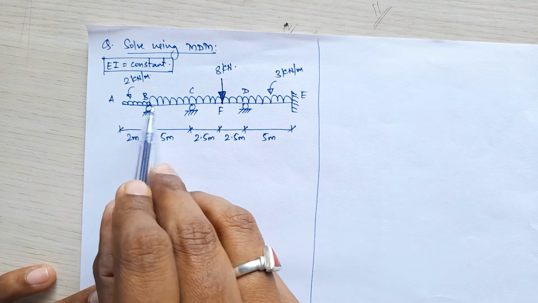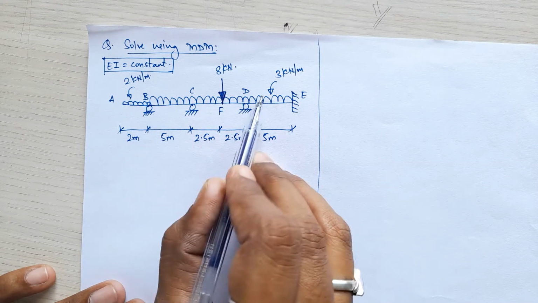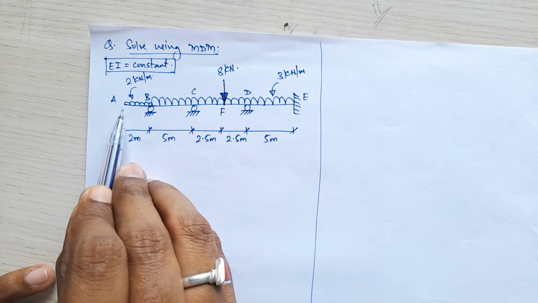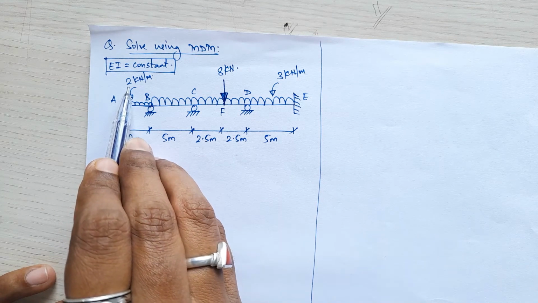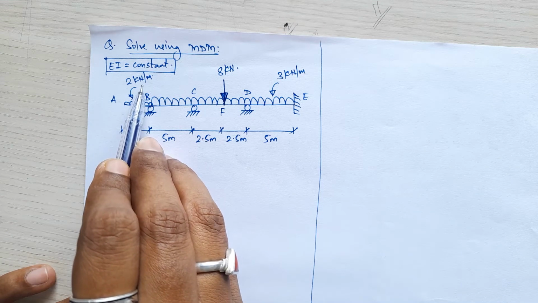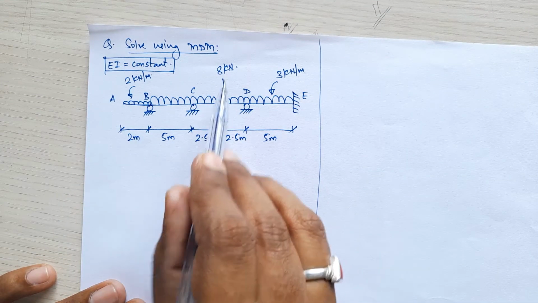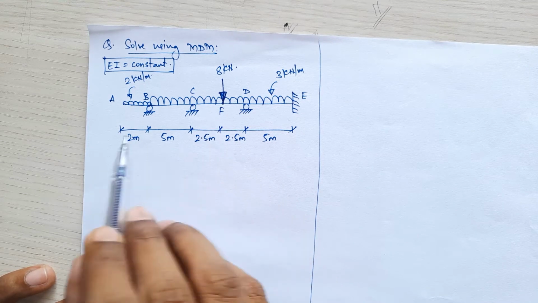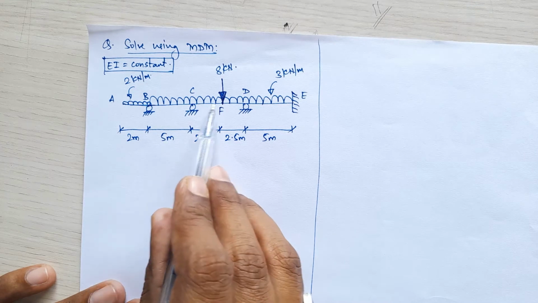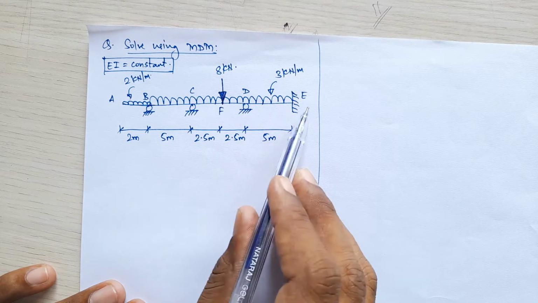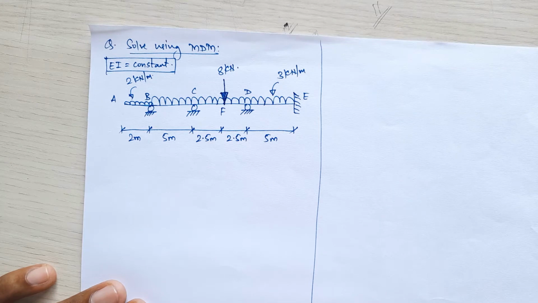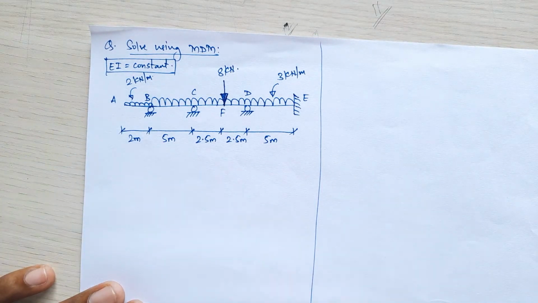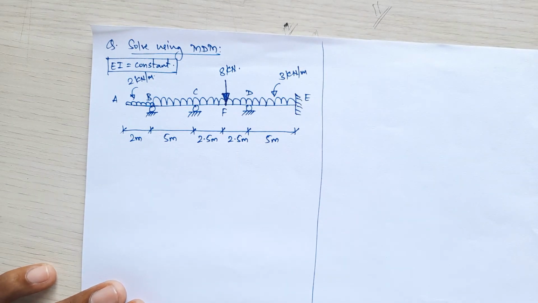In which from B to point E a constant UDL of 3 kN per meter is given to you, and on the overhanging portion, that is AB, a UDL of 2 kN per meter is acting, and along with that a point load of 8 kN is acting at the center of the CD member. I have marked that point as F. Length of AB is 2, BC is 5, CD is 5 and DE is again 5 meter, and additionally EI is constant for all these members. So I values will remain unchanged for all the members.